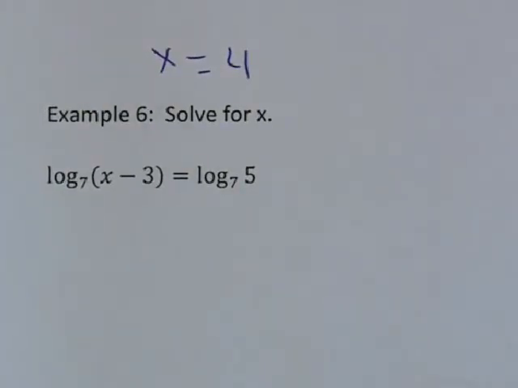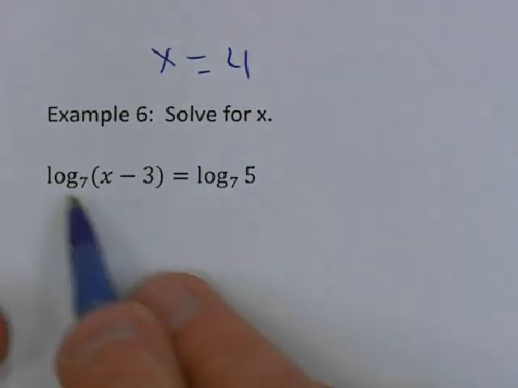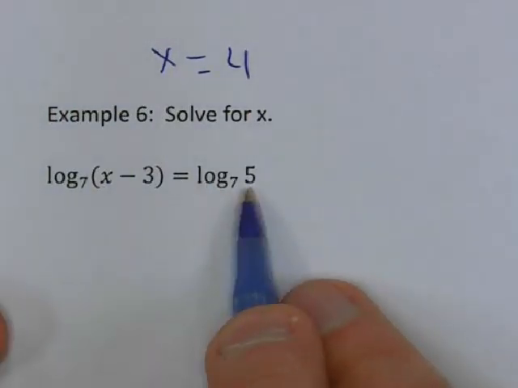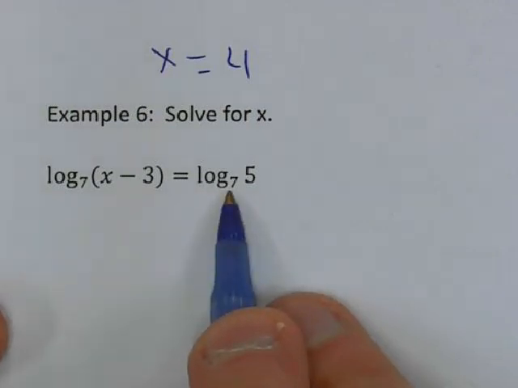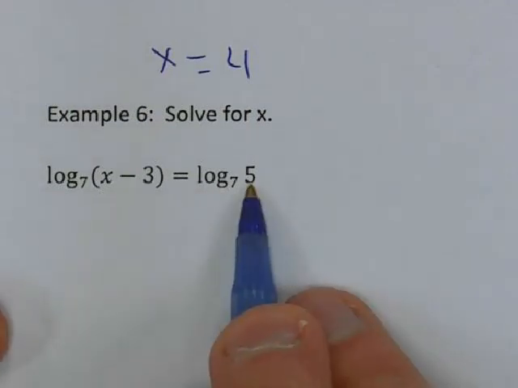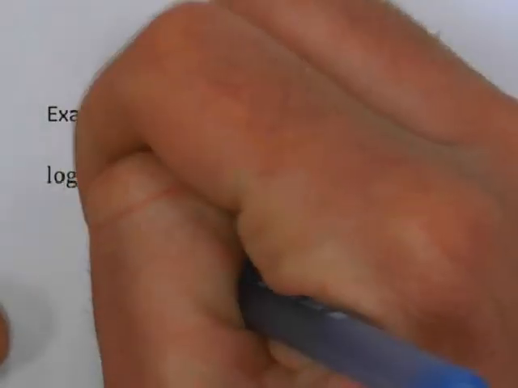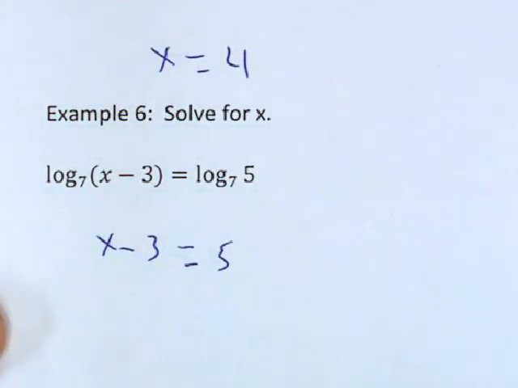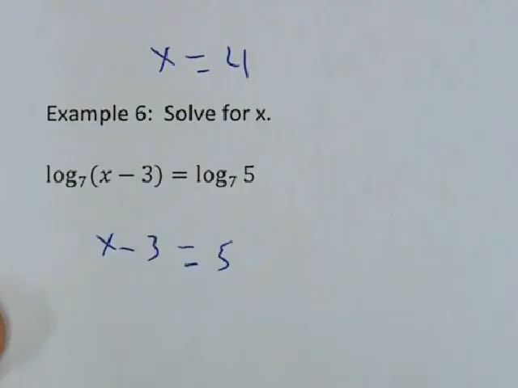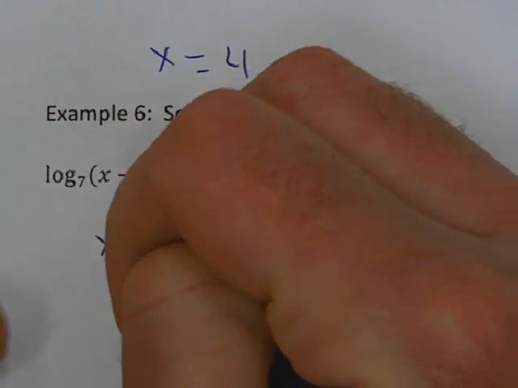Okay, example 6, solve for x. So here I've got log base 7 of this thing equals log base 7 of that thing. Well, since I have log base 7 here and log base 7 here, well, I can ignore those. I know this part has to equal that part. In other words, I know x minus 3 has to equal 5. So you can see these problems look bad at first, but they're actually pretty simple. Next, I just want to add 3 to both sides, and we get x equals 8.